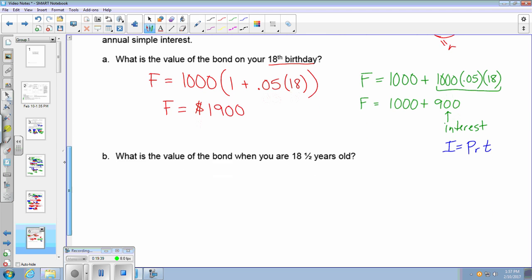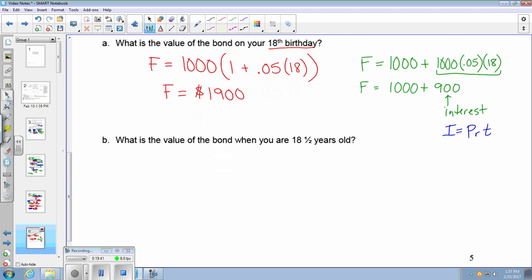Right, in part B, what is the value of the bond when you're 18.5 years old? Well, it turns out the answer to this is really the same as what we just found, because the interest is credited annually, or calculated annually, meaning we're still only going to have $1,900 in there. In other words, to see this go up again, we'd have to wait till your 19th birthday to get more money.